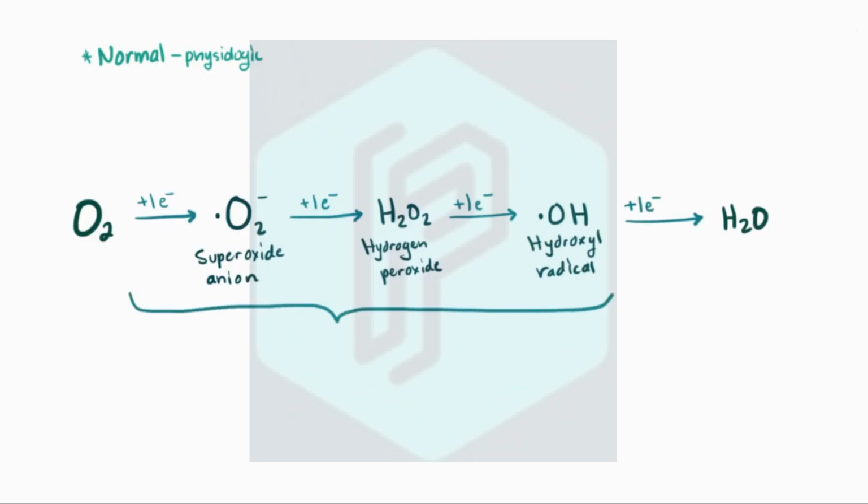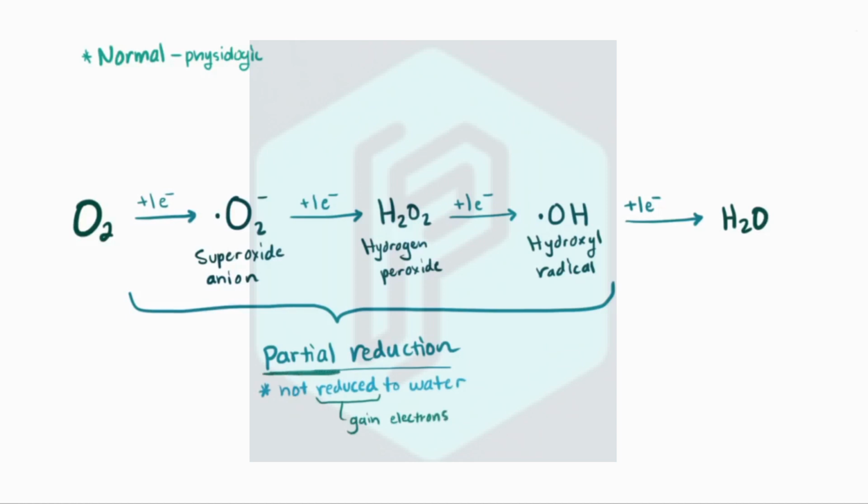So 1, 2, or 3 electrons is called a partial reduction of oxygen. Oxygen isn't being reduced all the way to water, because remember that reduction is a gain of electrons, so in this case it's only partial. And remember that this happens physiologically, like in normal conditions.